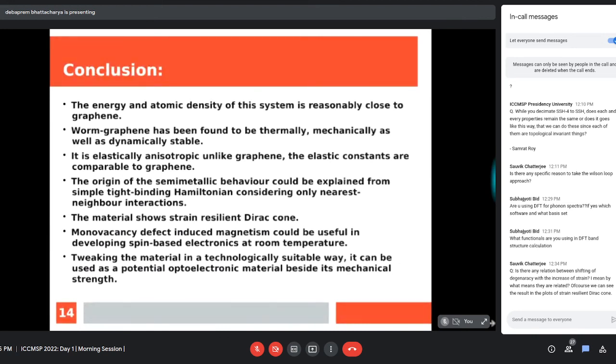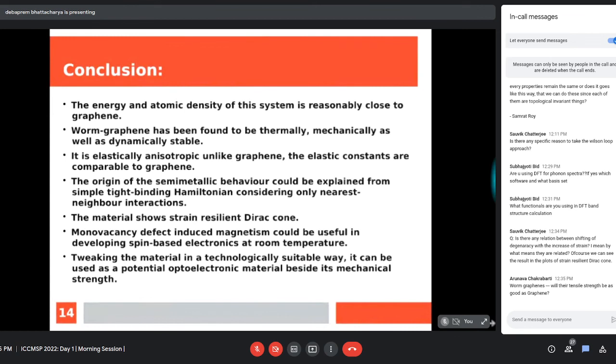Monovacancy defect induced magnetism could be useful in developing spin-based electronics at room temperature. Tweaking the material in a technologically suitable way, it can be used as a potential optoelectronic material also. Besides this, mechanical strength. Carbon being a very potential, very practical material, perhaps the next generation of its research may be heading towards finding new 2D forms in a scalable manner which can be valuable for practical application.